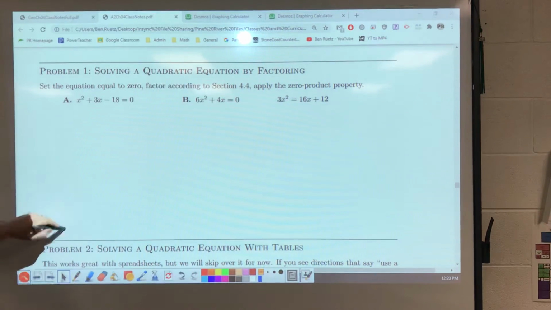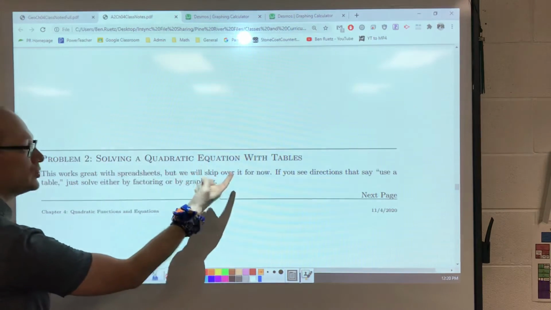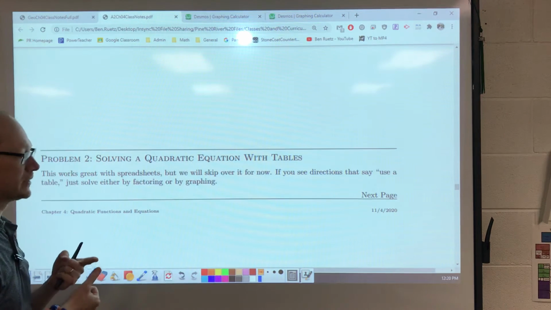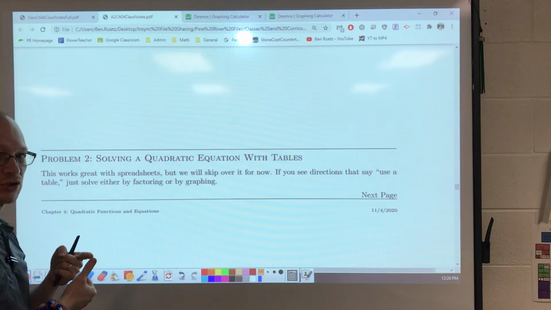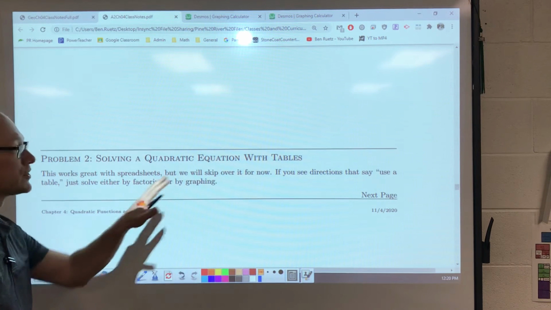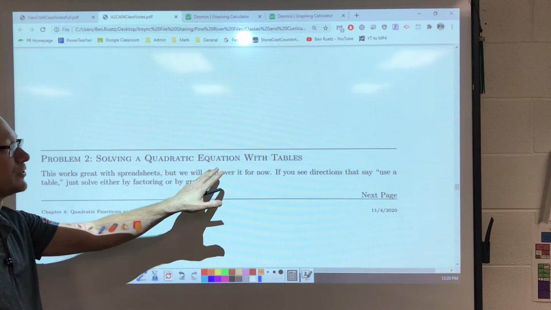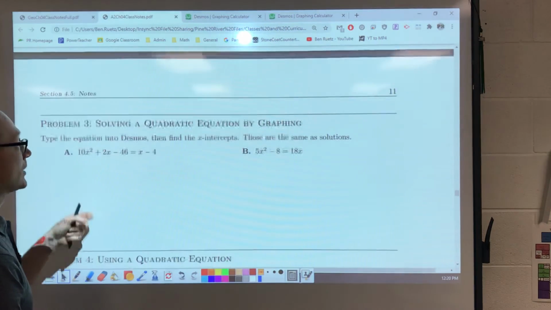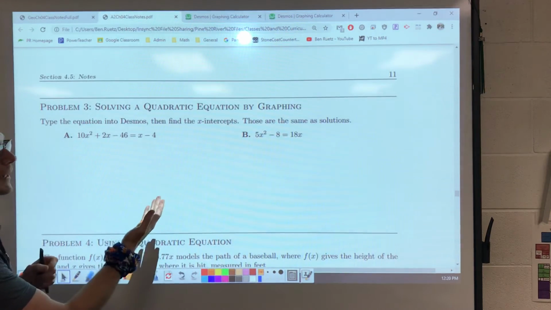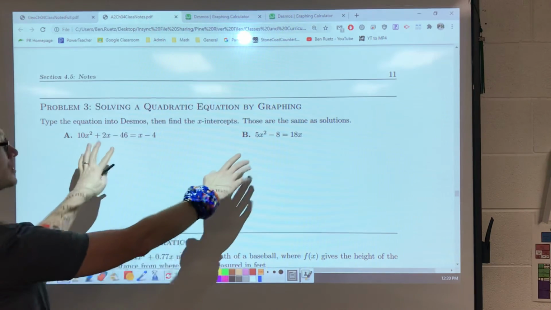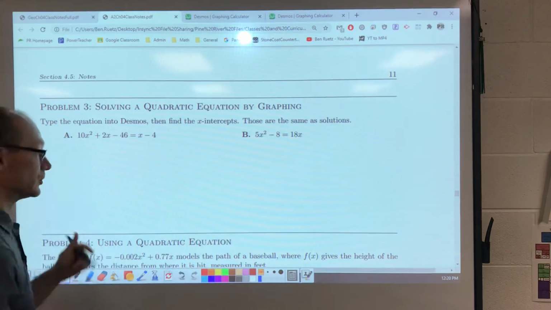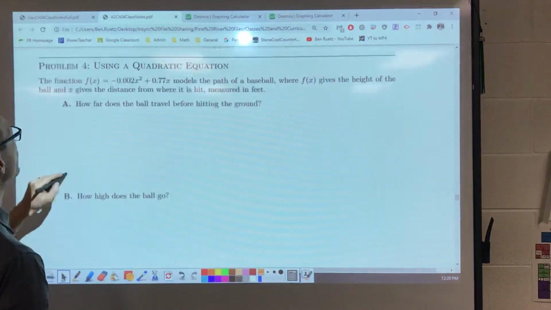Let me suggest to you that you could use tables to solve these, but honestly at this point it's probably more efficient to do either factoring or graphing. So if you see a question that says use tables, just use either factoring or graphing. When you see questions like this where it says solve by graphing, just type these things into Desmos as you see them, and you'll be able to find the solutions. That takes us to this question here.